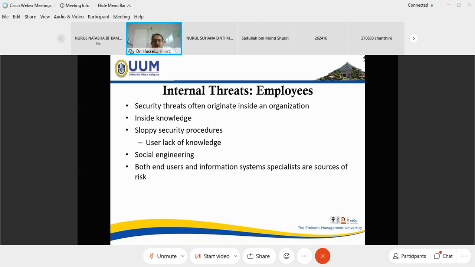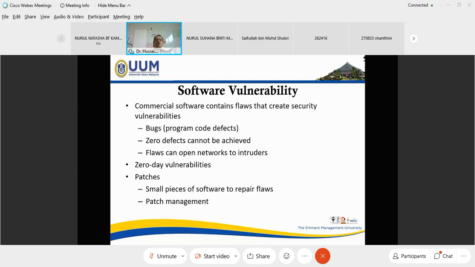Both end users and information system specialists are sources of risk. So the threat is not just from employees themselves, the workers, but also from specialists. They could lose their device. Those specialists can do coding, they can do a lot of things, but what will happen if they lose their tab or their smartphone? A lot of things are there.